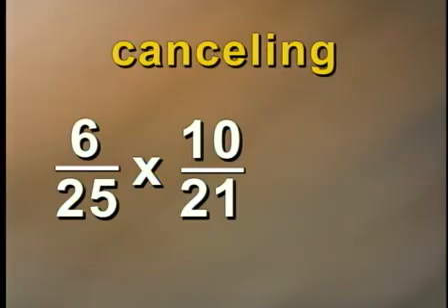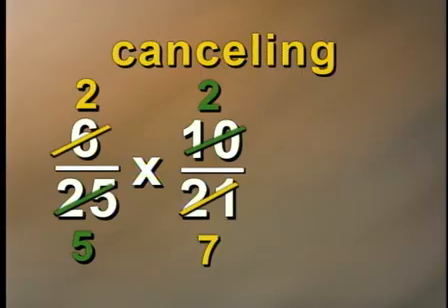What we see, we have 6/25 times 10/21, and we look to see if there's a number that divides one numerator and one of the denominators. We see a 6 in one numerator, a 21 in the other denominator, and recognizing that we can divide by 3, we cancel. We divide 6 by 3 and 21 by 3, thus getting the 2 and the 7. We look at the other numerator and the other denominator, we see that both can be divided by 5.